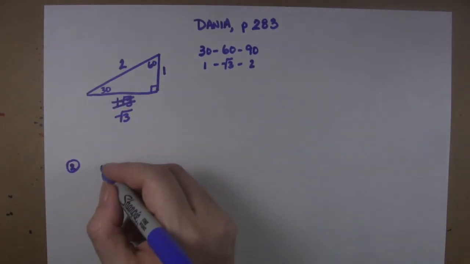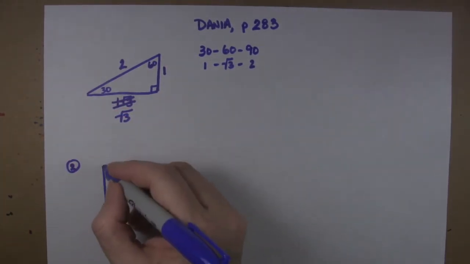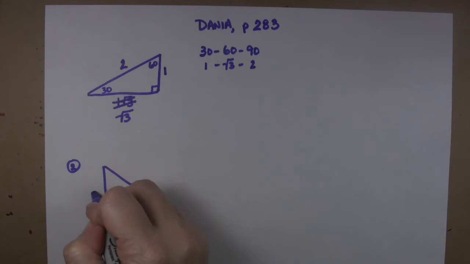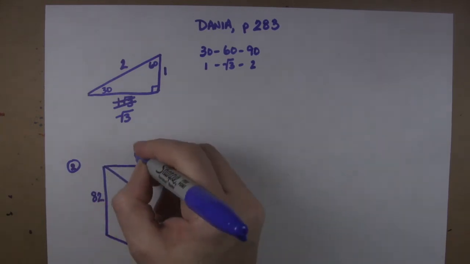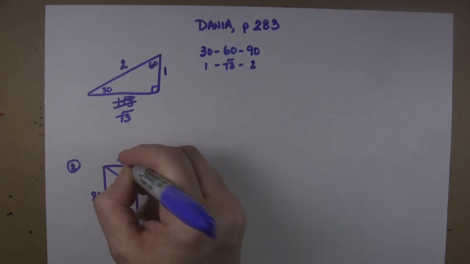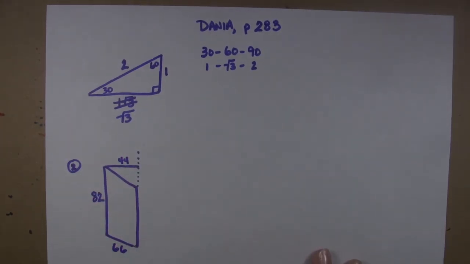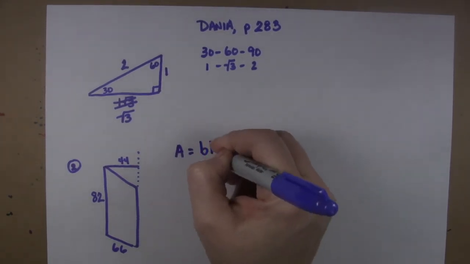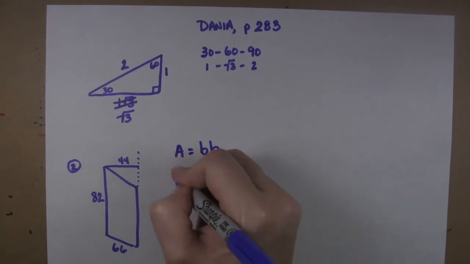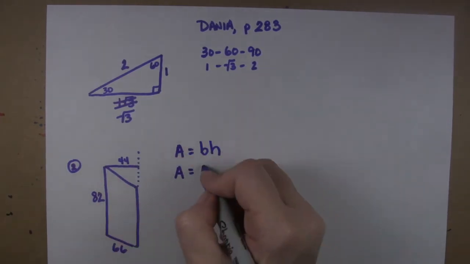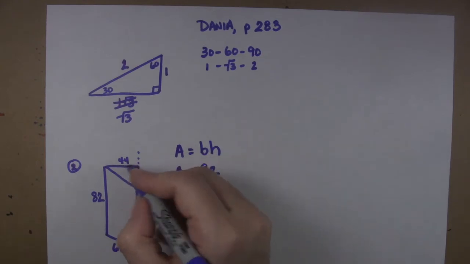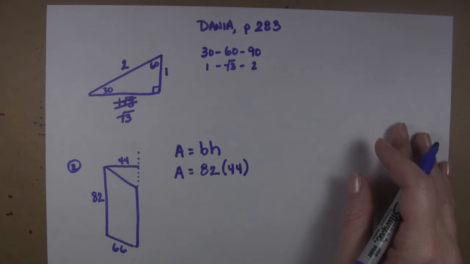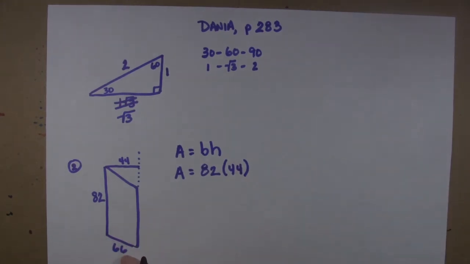Okay, let's take a look at number 2. So at number 2, we have a parallelogram. And yes, I know that Fred forgot to tell us that that was the parallelogram, but it is. And this is 44, and this is 66. So in order to calculate the area of a parallelogram, we calculate base times height. In this case, our base is 82, and our height is 44. Now you might be saying to yourself, how do we know that the height is 44 and that the base is 82? What about the 66?